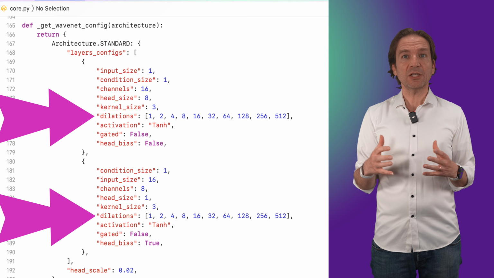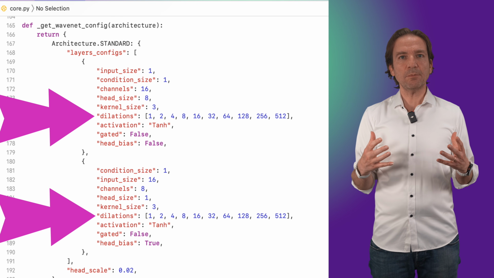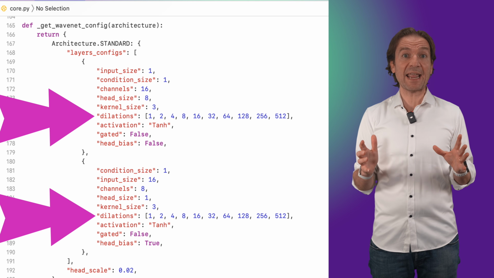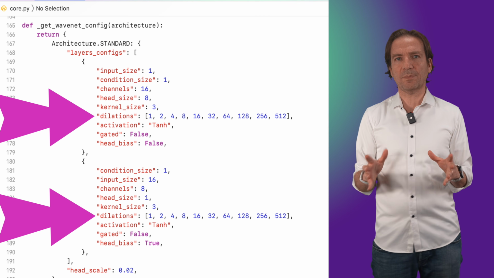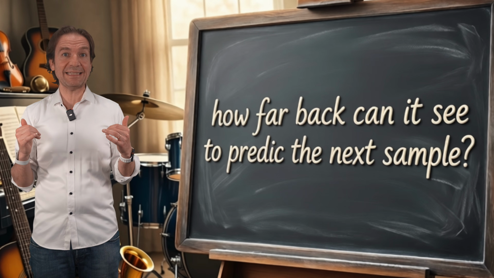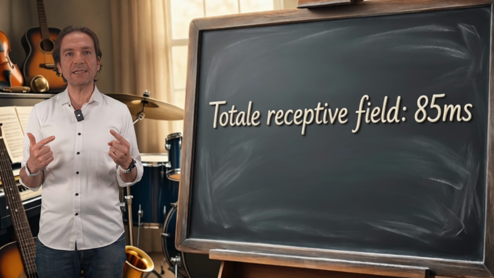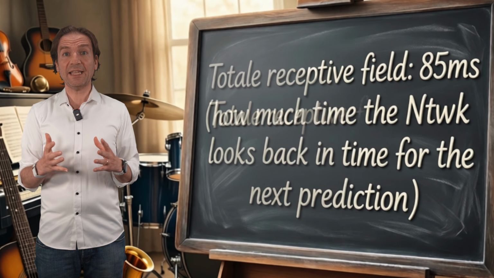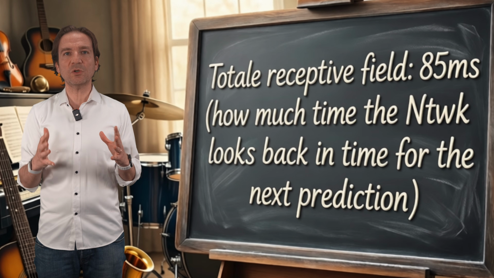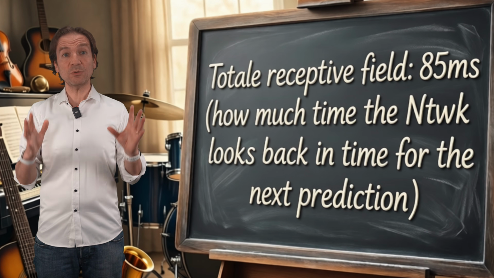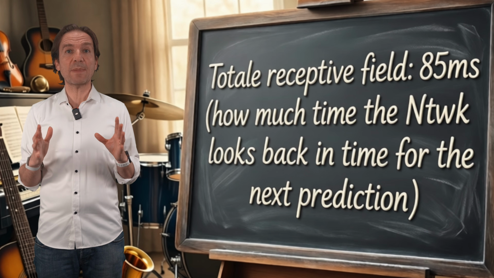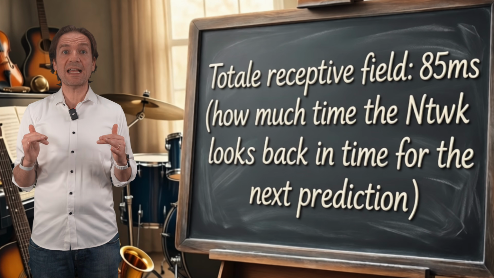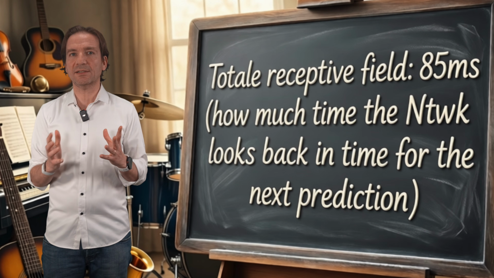Each stack uses the classic doubling pattern, 1, 2, 4, 8, 16, and so on. That's 10 layers per stack. How far back can it see? Total receptive field is 4093 samples, roughly 85 milliseconds at 48 kHz. So, around 85 milliseconds if my math is right. It might not sound like much, but it's enough to capture most amplifier characteristics.